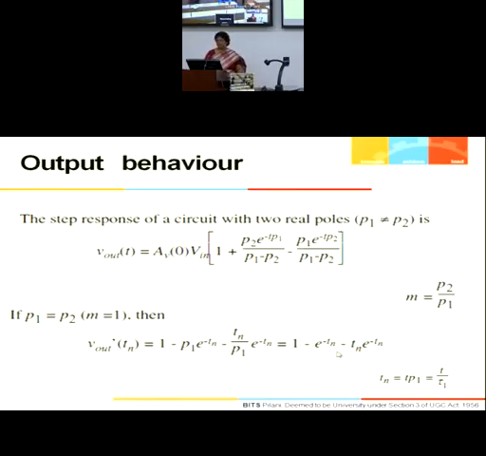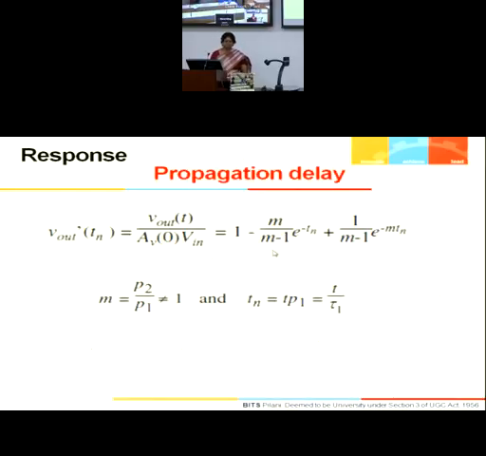Now it may be a case where M is not equal to 1. Again, if we solve this equation, the complexity is a little more. It takes more time for us to analyze this equation, and then we come out with an expression which is given by this, where M is P2 by P1, remember. This I have directly taken, I have not solved it. Maybe you can solve the equation, where P2 is not equal to P1. The two poles are not equal to each other.